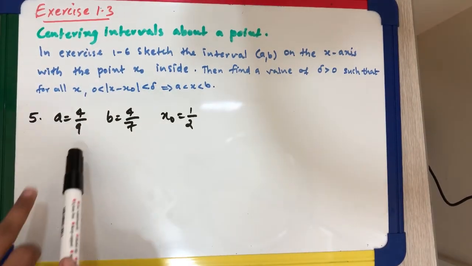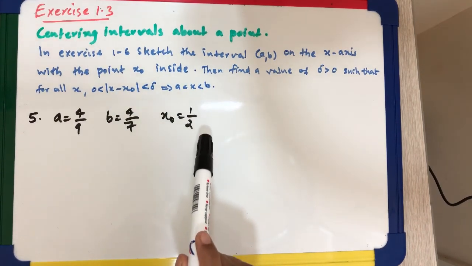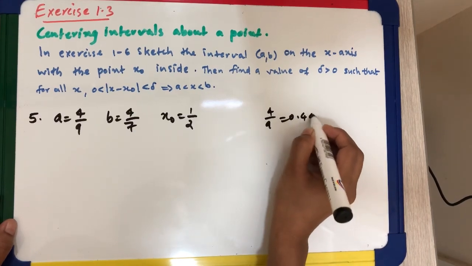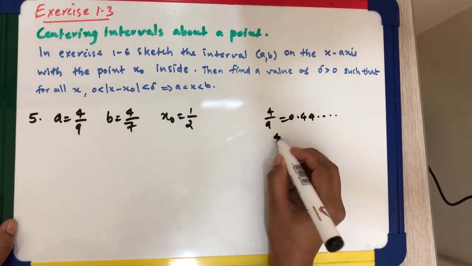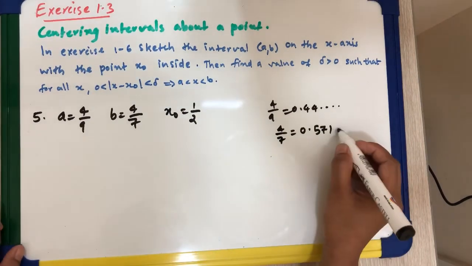Next question, a equal to 4 by 9, b equal to 4 by 7 and x0 is equal to 1 by 2. 4 by 9 is 0.444 etc. and 4 by 7 is 0.571 etc.